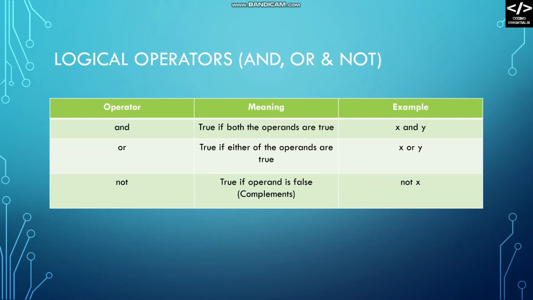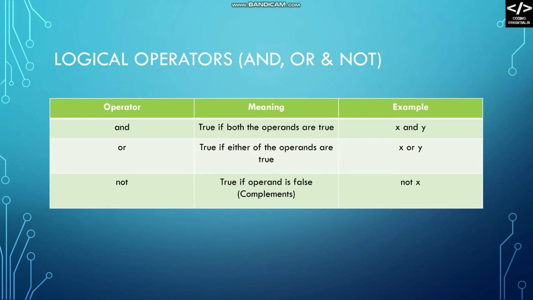Moving on to logical operators. Okay, this is also very important. There are 3 logical operators: and, or, and not. AND operator will return true if both the operands are true. So x and y, if both the operands are true, then it will return true.